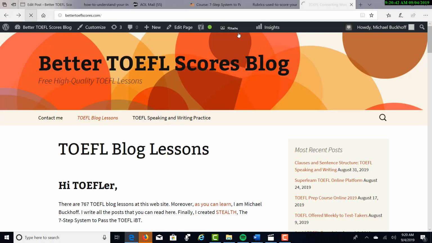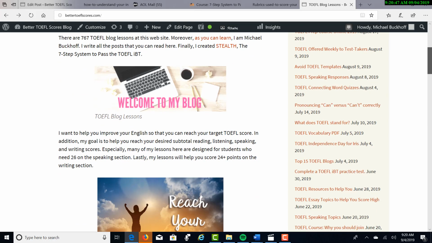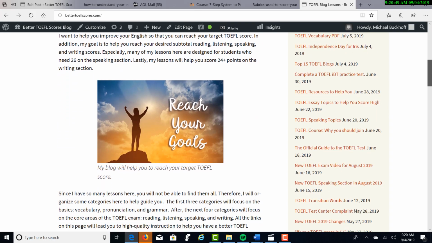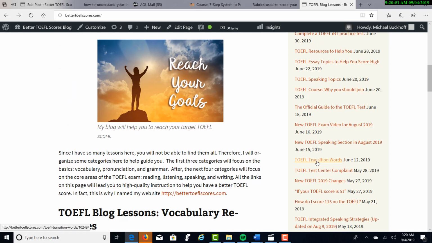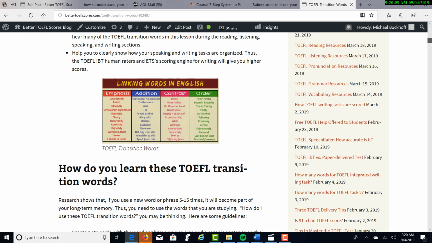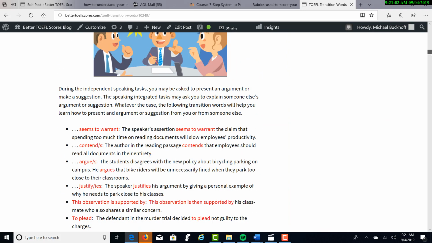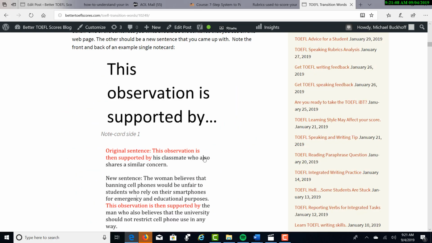There might be one more here on my blog I want you to take a look at. Where is it? This one, TOEFL transition words. It's an article I published on June 12th. This will give you some different kinds of sentences that you can use that can help you to improve your connection of your ideas. So take a look at that one also.